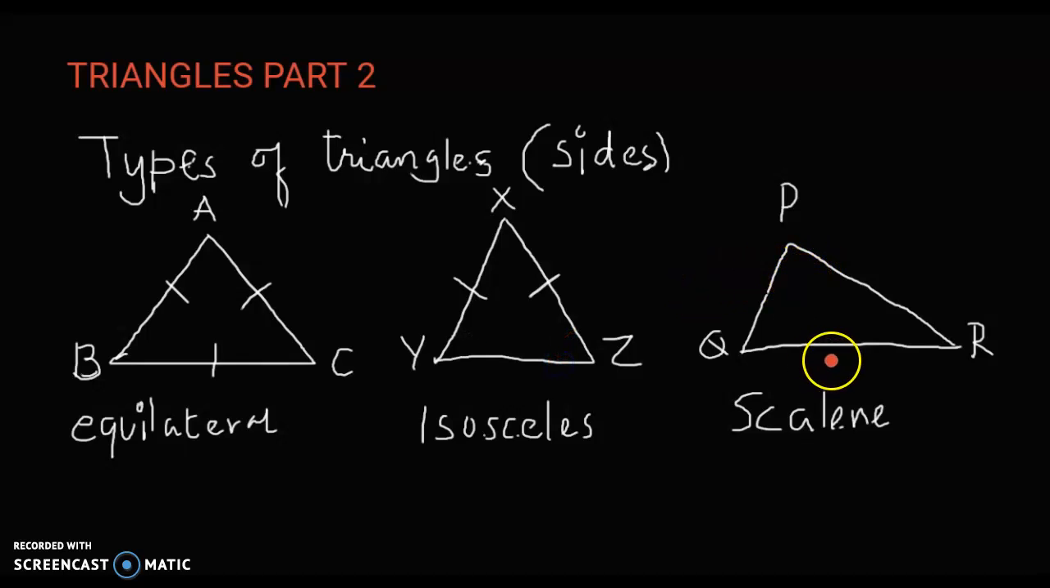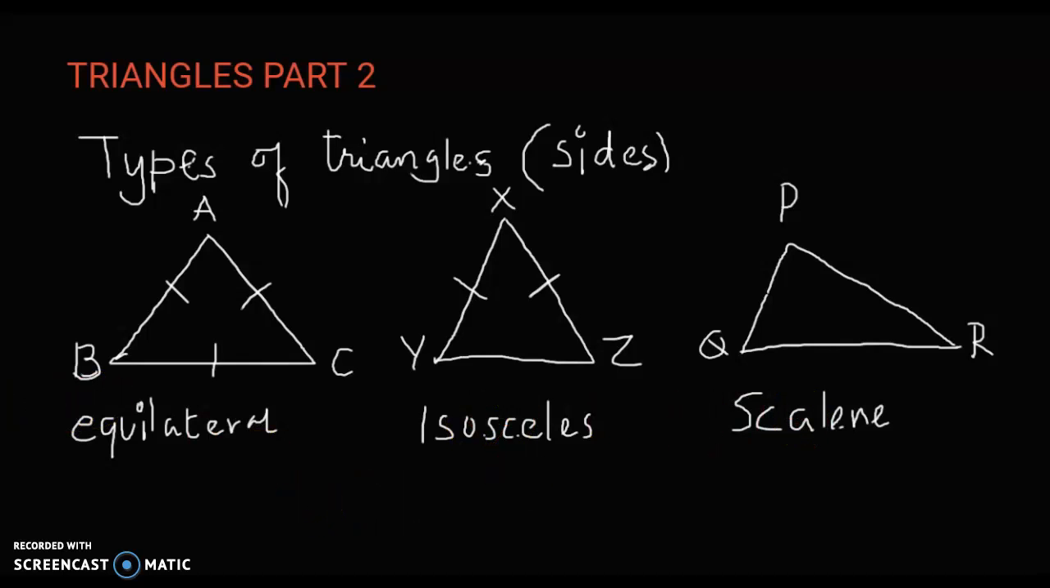And the third is scalene. Scalene is where you have not a single side equal. They're all different. This could be say 6, this could be 5, this could be 4. All the sides are different. So this is a scalene triangle. So we have an equilateral triangle, an isosceles triangle, and a scalene triangle.